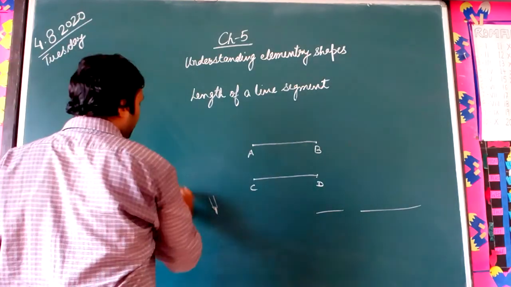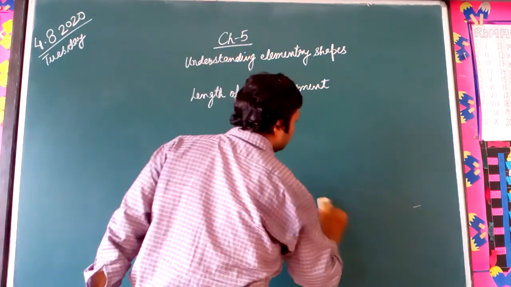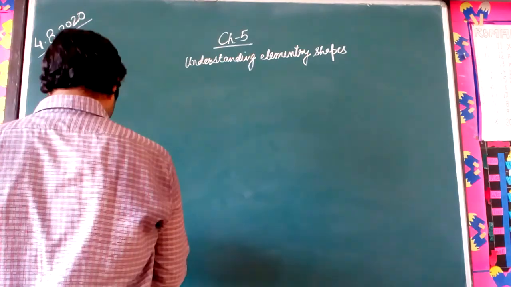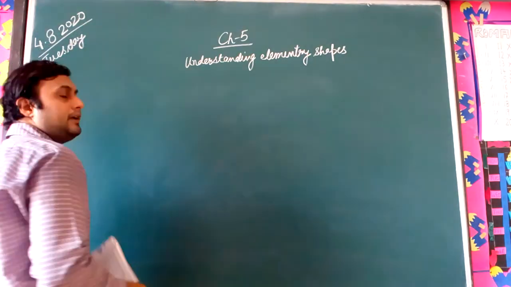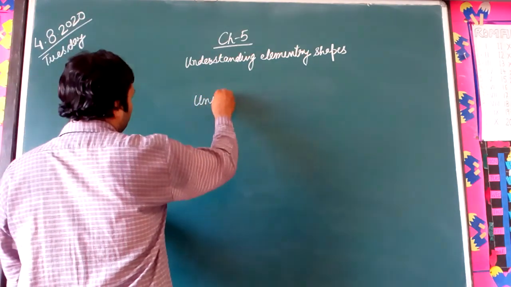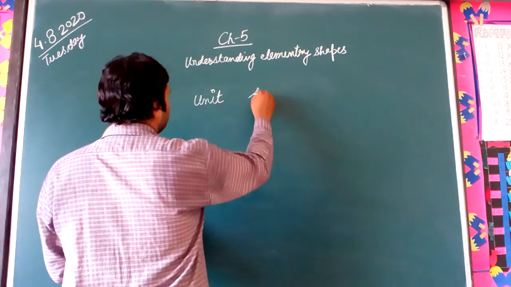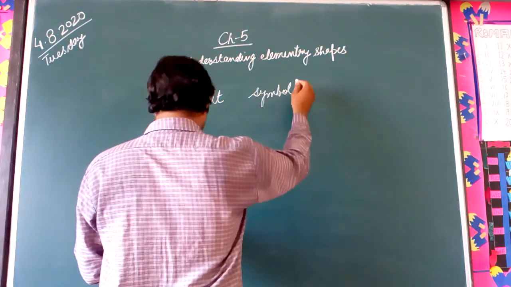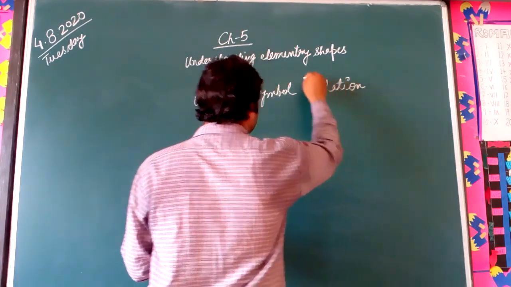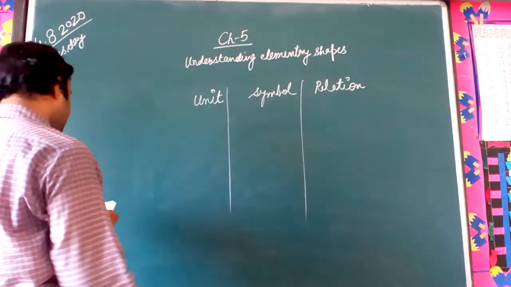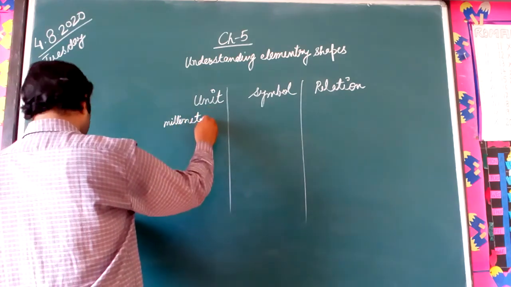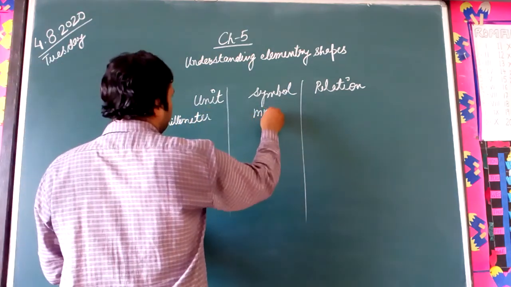Second, we are going to discuss the relation between the measurements of a line segment. Here we draw a table of unit, then a symbol, and then the relation. First is millimeter. It will be in mm.